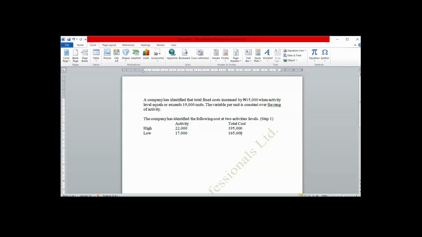Okay. Listen and listen good. You need to understand the concept of the question, not just assume. Even what they did in the textbook, there is a bit of error in the textbook. I will tell you the reason. A company has identified that total fixed cost increased by 15,000 when the activity equals or exceeds 19,000.